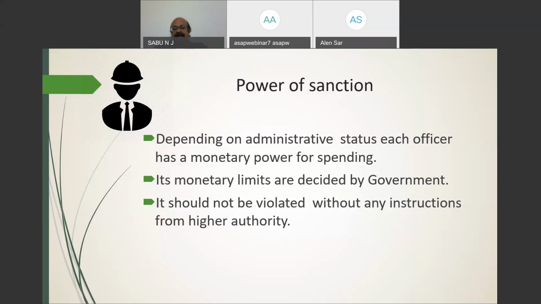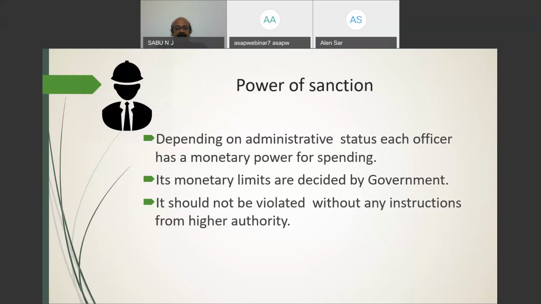From time to time, that may be changed, or it may differ for the various departments. So those monetary limits are not given here. You yourself should collect the monetary powers from the various departments, so that you can understand more about the power of sanction, as a part of your assignments. Okay, so it should not be violated.